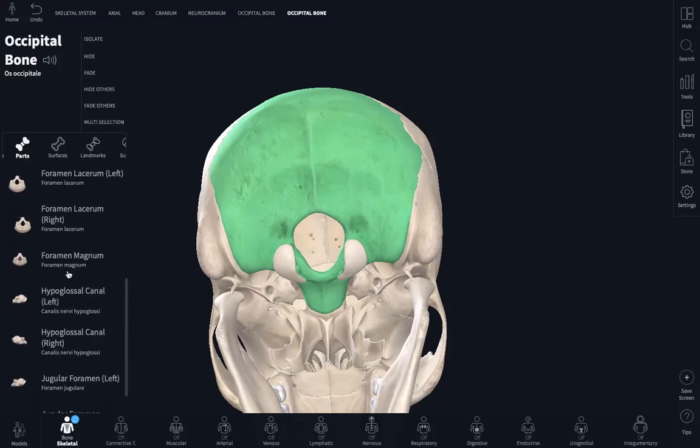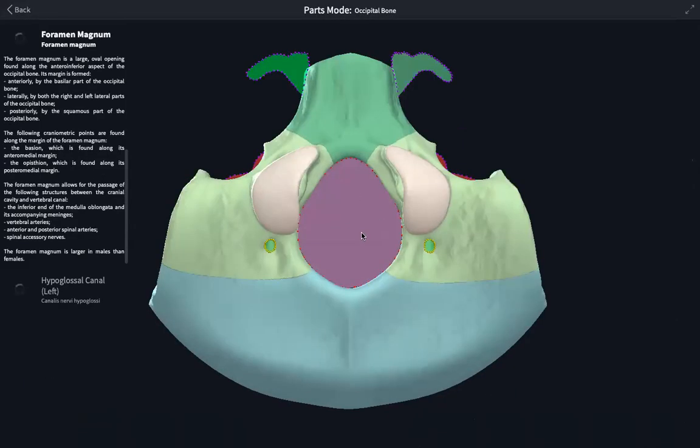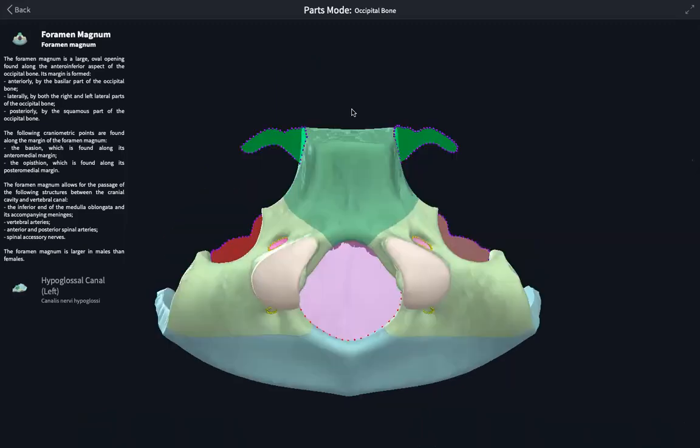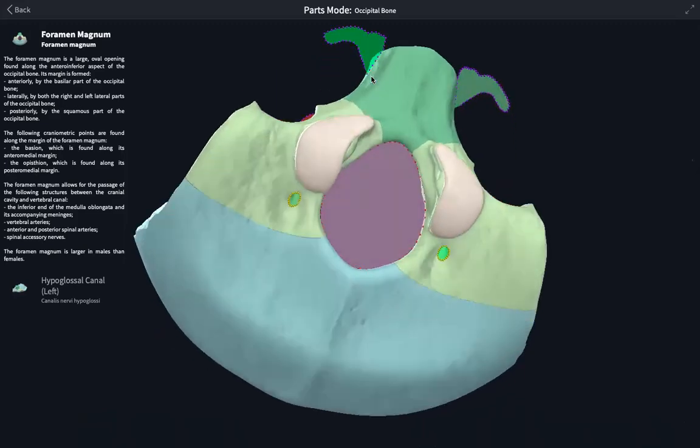Yes, sir. So if I have to show you the foramen magnum, this purple highlighted part is the foramen magnum. Okay.